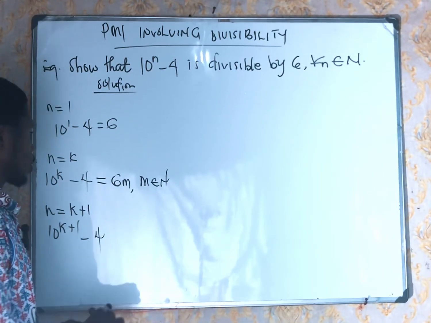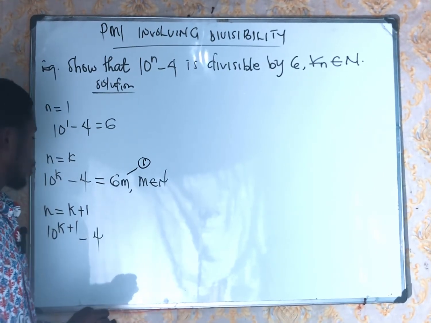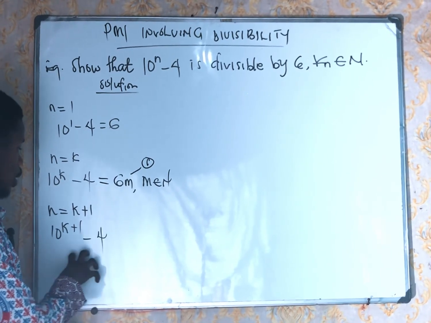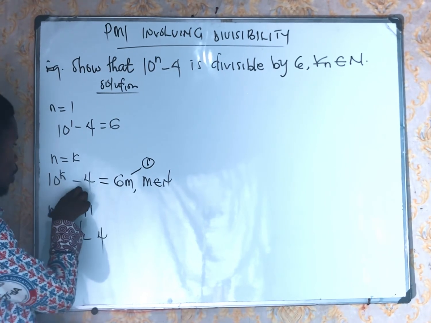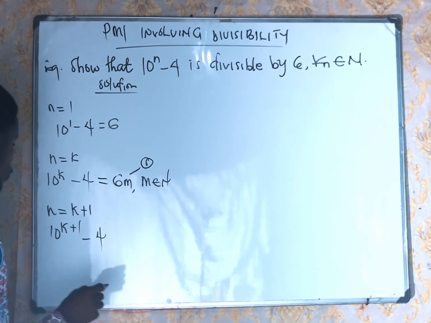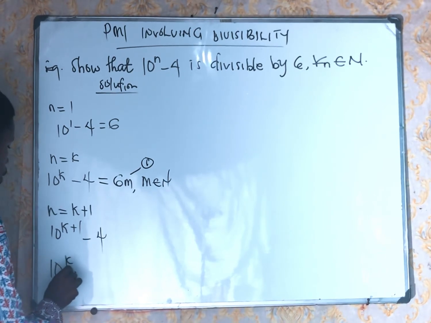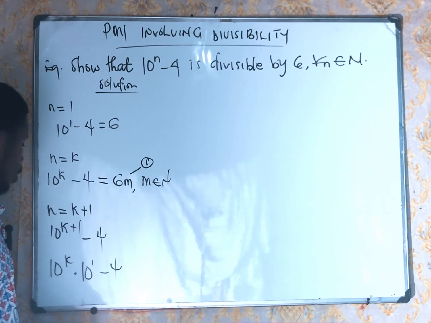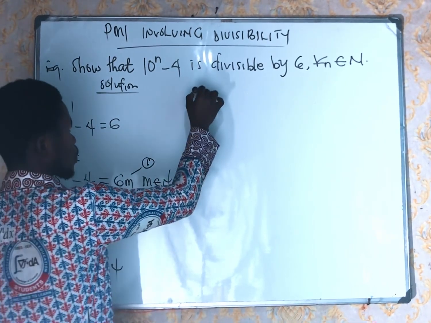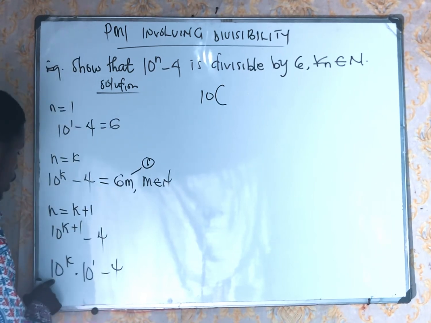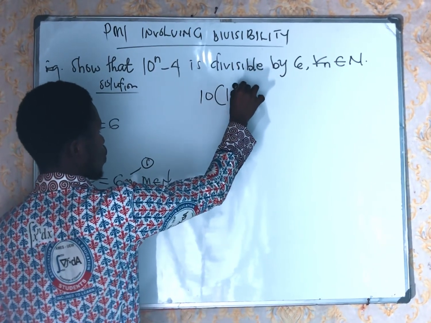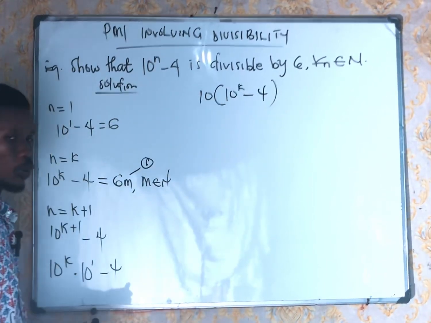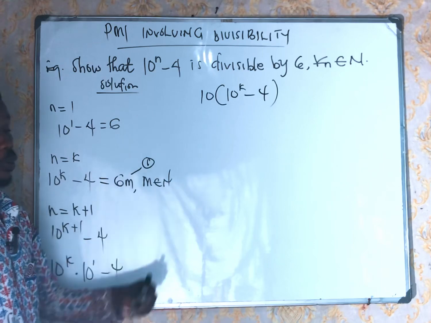So what I will do here is let me name this one equation 1. I'm going to manipulate this expression to get 10 to the power k minus 4 from this. From our indices, I can write this as 10 to the power k multiplied by 10 to the power 1, minus 4. Is that okay? Now, if I factorize 10 out, look what happens. Here, 10 with only 10 to the power k, and here, 10 with minus 4. But you realize that this does not follow the principle of factorization.